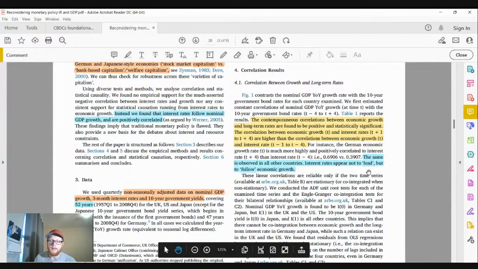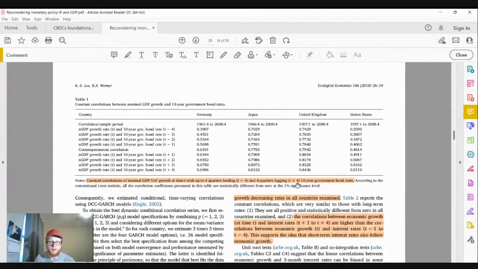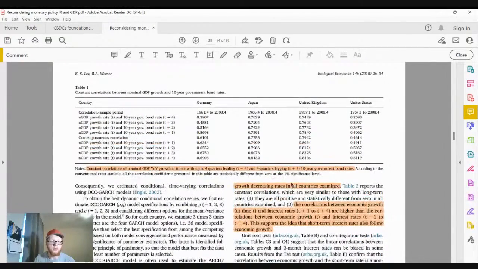Anyways, but again, the same is observed in all other countries. Interest rates appear not to lead, but to follow economic growth. And so they're going into how they use the time series and more of the nerdy stuff, right? You have some tables with some of the correlation constants, which you can see obviously changes depending on how they spread the times. So in terms of the nominal GDP growth and then the actual bond rate, there's a difference in correlation there.